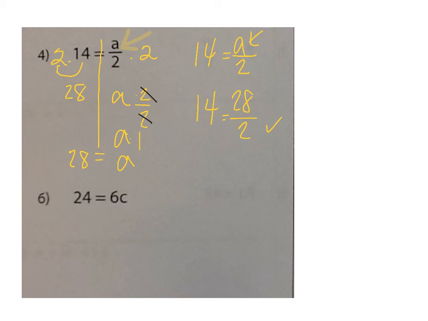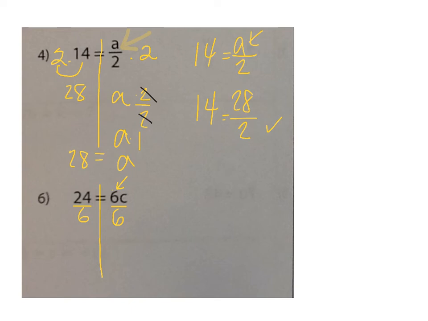Pause the video, try it. Okay, so this is 6c. What operation is on the same side as the variable? Well, when you don't see an operation, you assume that to be multiplication. So the opposite of multiplying by 6 is dividing by 6. And we're going to divide by 6 on both sides. How do we know it's 6? Because the coefficient of c is 6.